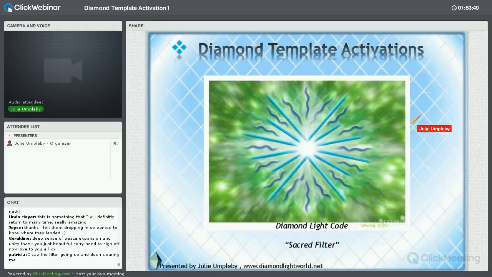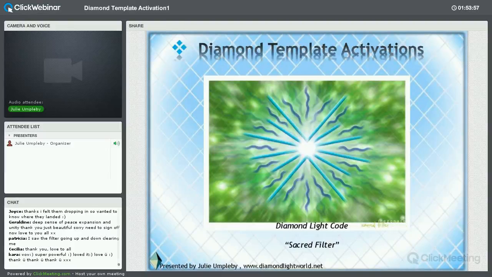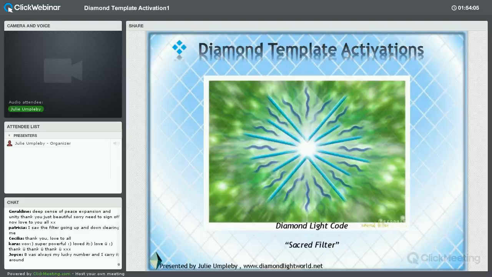So what I'm going to do is, when I post up the recording, I will also post up this light code for you so that you may even like to print it out and put it into your environment as a reminder. So there's an extra gift for you in respect of the Sacred Filter Light Code. I use it every time I sit down to do some diamond work, so it's beautiful.